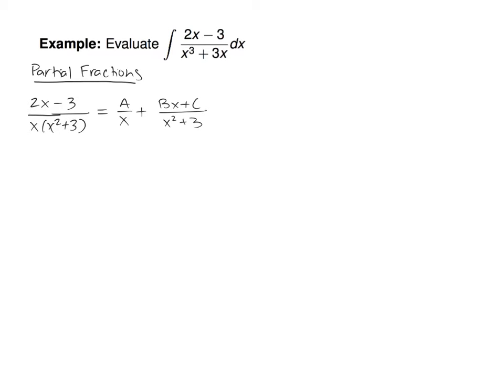Then you multiply by the denominator of the left side, and you get 2x minus 3 equals A times x squared plus 3, plus Bx plus C times x. Great. Any clever plugging in we can do? Zero? Sure.